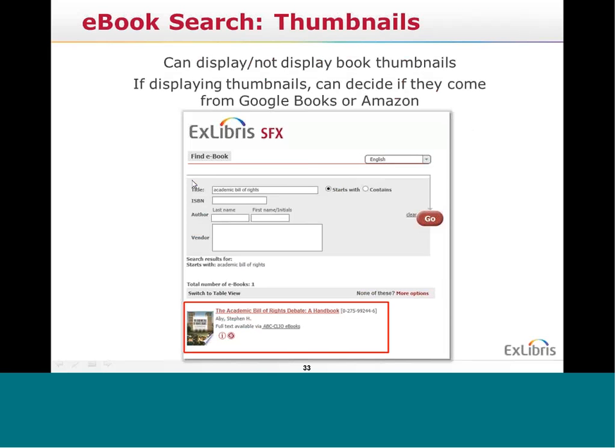The second unique option for the A to Z ebook list is you have the option to display book thumbnails in the ebook search results. The images can come from either Google Books or Amazon, your choice, based on ISBN.